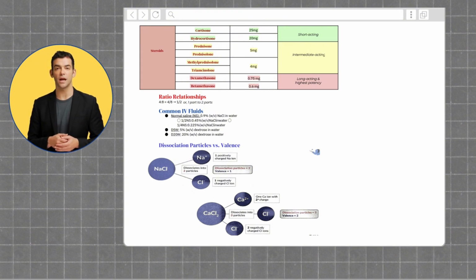Moving on to common IV fluids. IV fluids are solutions used to hydrate patients, provide nutrients, or correct imbalances in the body. Here's an easy way to understand some of the most common IV fluids.